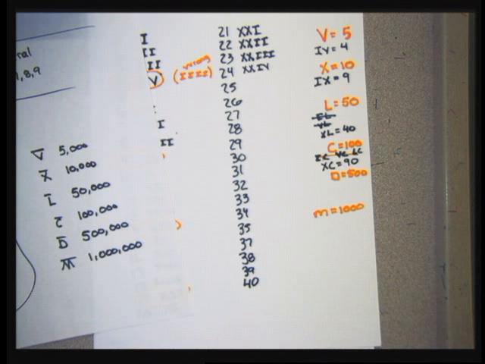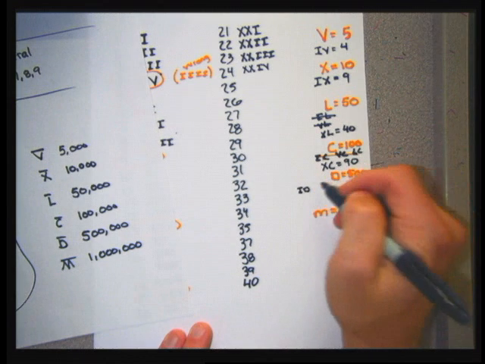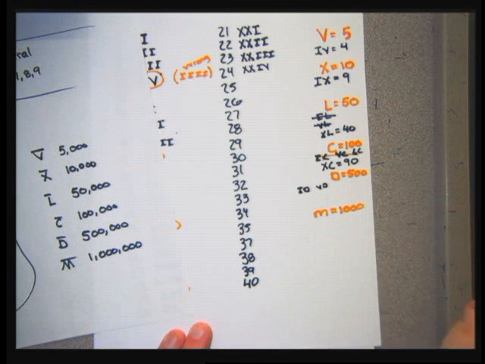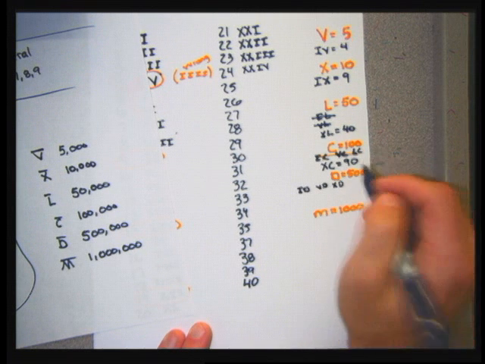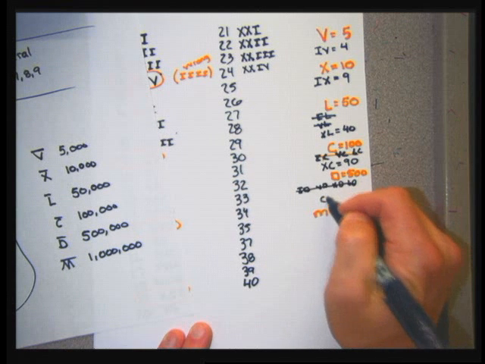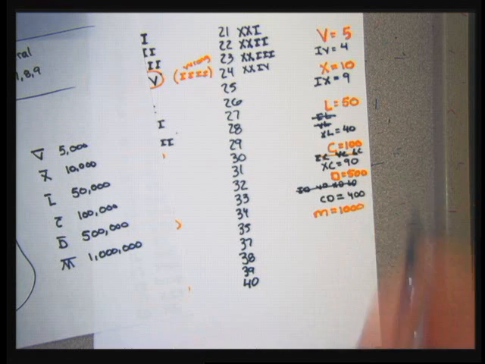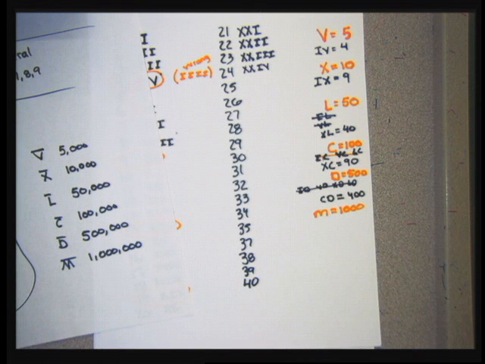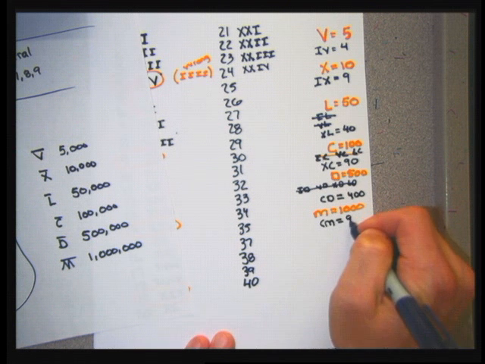For the D's, they won't do ID, which seems like it should mean 499. That's not something the Romans did. They won't do VD, which seems like it should be 495. They won't do XD, which seems like it should be 490. They won't do LD, which seems like it should be 450. But they will do CD. And CD is 100 less than 500, which is 400. And the only thing with the M that they do is they do a CM. And a CM is 100 less than 1,000, and that's going to be 900.